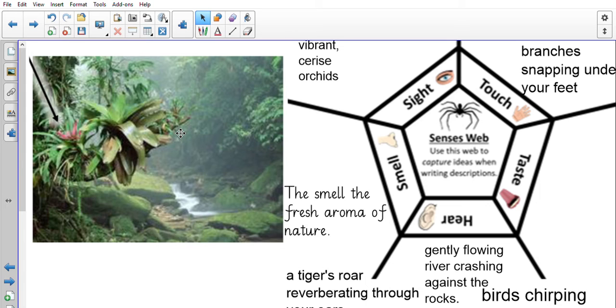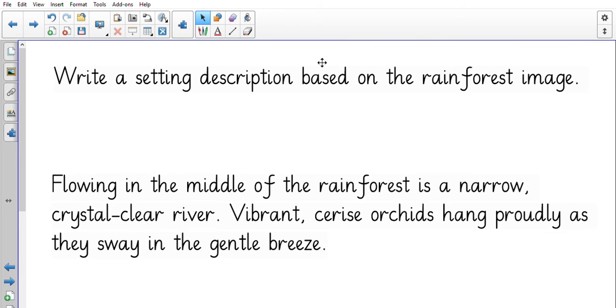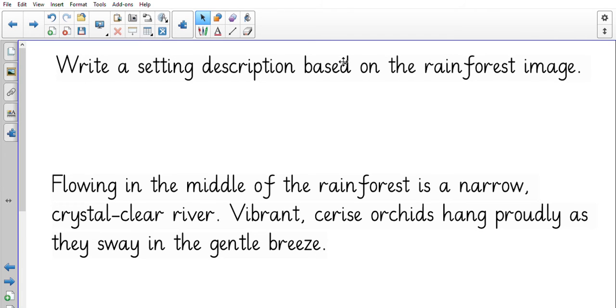Okay, so once you've done that, you can use some of my phrases as well, like we always do in class. We share our ideas, and I know some of you have been using Zoom together, so this is a really good lesson that you could do together. And then you are ready to write your setting description based on the image that you had.